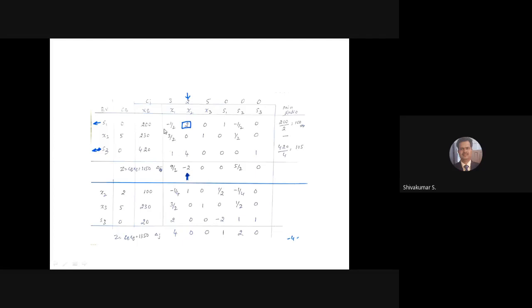So 15 by 2 minus 3, you got 9 by 2, right? Now understood? Yes, sir. Similarly, you can check out this column. 0 into 0 plus 5 into 0, 5 into 1, 1, 0 into 0. So it becomes 5, 5 minus 5, 0. Understood now? Yes, sir. Got it, sir. Now you got these 2 values.